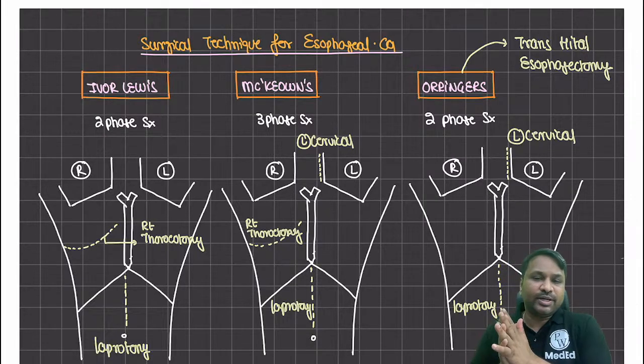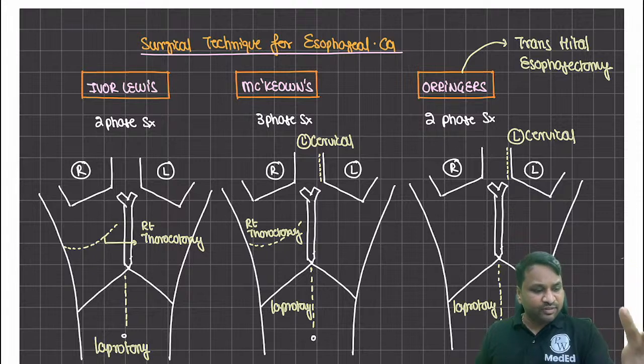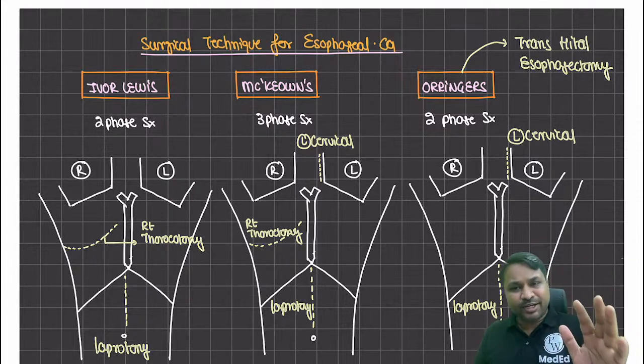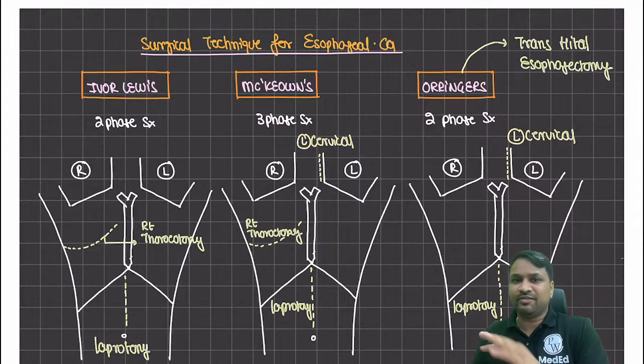But Allen's test will tell you about the patency of the palmar arches, and if you have an AV fistula in the forearm, it is mandatory to do it to confirm whether the contralateral segment is patent, so that you don't need to ligate the vessel.